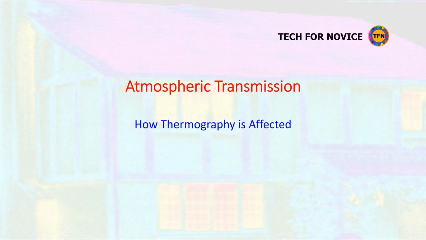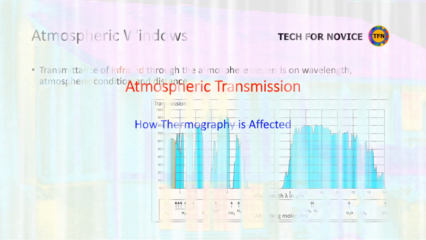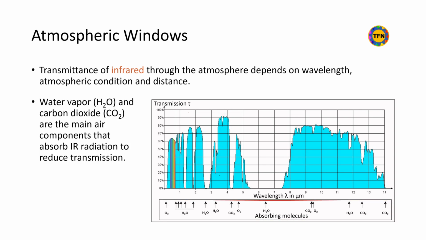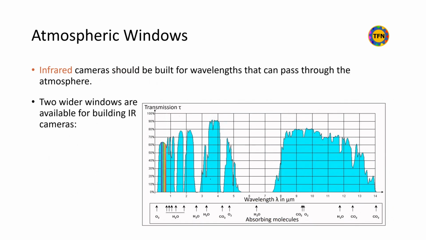Now let us see how infrared radiation is affected when passing through the atmosphere. When infrared radiation is passing through the atmosphere, its intensity is reduced due to absorption by various molecules existing in the air, mainly water vapor and carbon dioxide. Overall transmittance depends on wavelength, atmospheric condition, and distance. Infrared cameras should be built for the wavelength that has higher transmittance through the atmosphere.